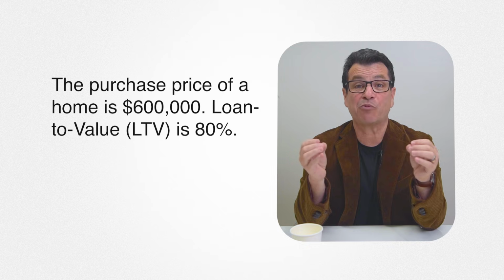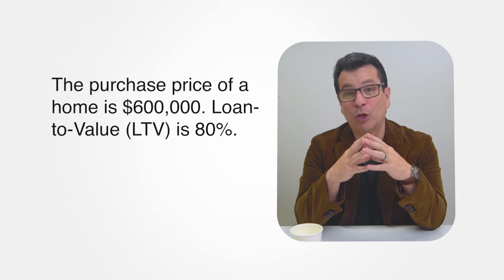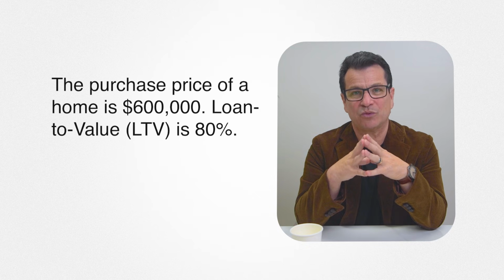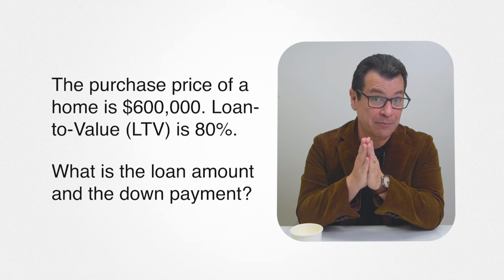Problem number 3. Here's one on loan to value and down payments. Ooh, sounds scary. You could do this. The purchase price of a home is $600,000. Loan to value is 80%. What is the loan amount and the down payment?